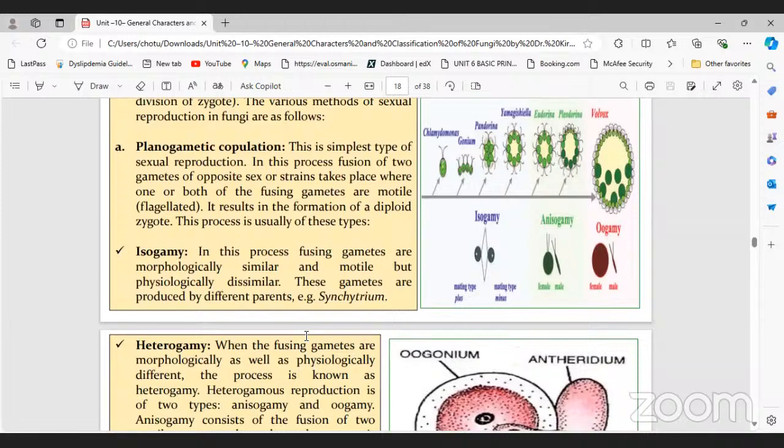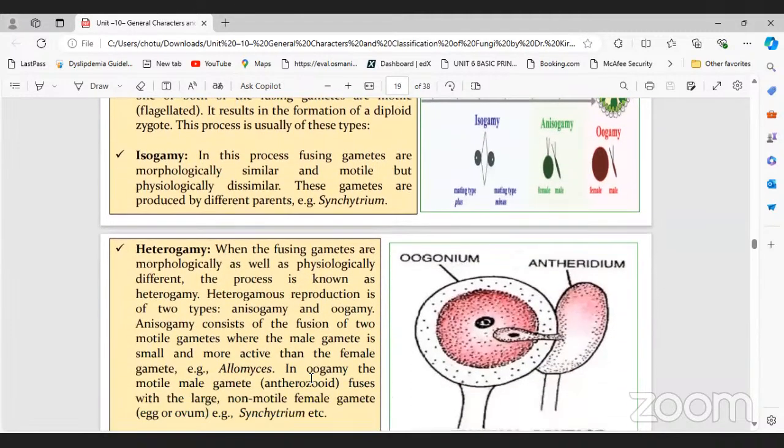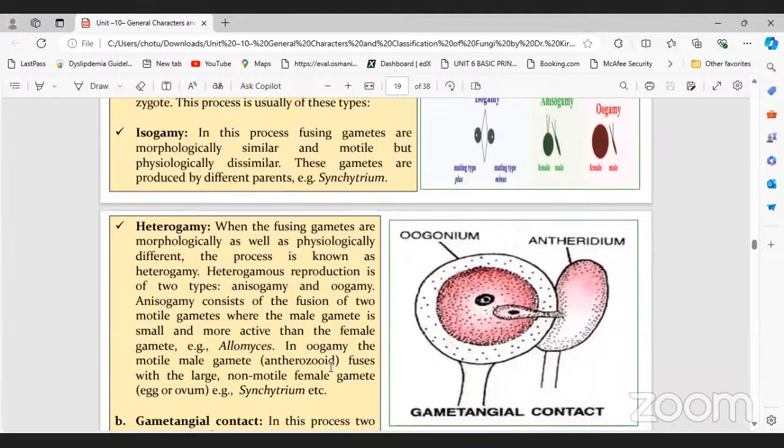Second one, this is the isogamy. Next one is heterogamy. Heterogamy involves the fusion of a motile male gamete with a non-motile female gamete whose pair, you can observe in the picture, is contained in an oogonium. The motile gamete, the anthrozoid, enters into the oogonium and fertilizes the egg or oosphere.